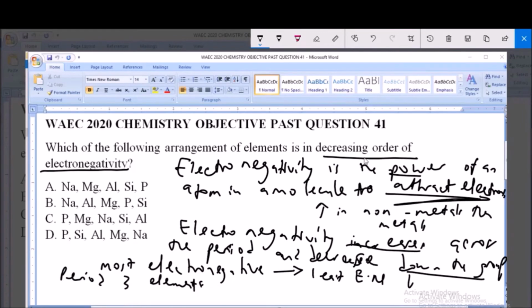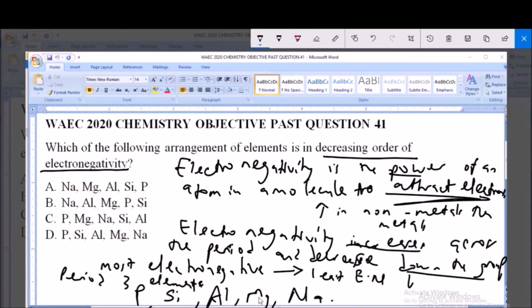So all we have to do to arrange in decreasing order of electronegativity is to start from the non-metal side, and then progress down to the first element in period 3. So if you do that, among the options given to us, the first you have is phosphorus, then followed by silicon, followed by aluminium, then magnesium, and then sodium.